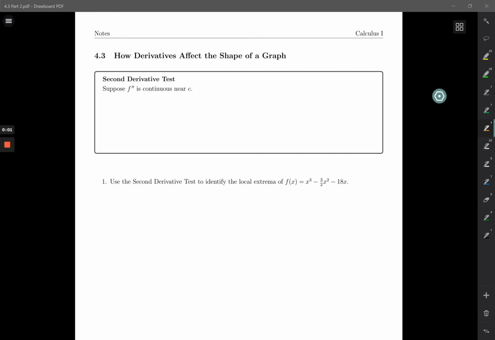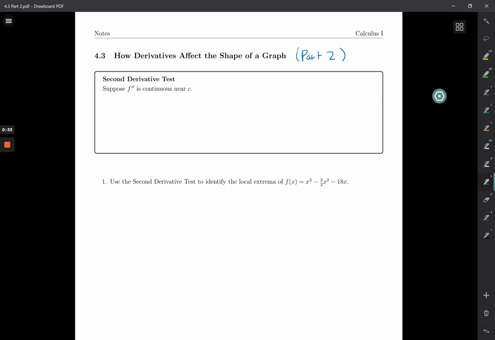Okay, so we are still on section 4.3. There's a couple more things that we should cover. First of all, we have the second derivative test. So this is 4.3, part 2. We had the first derivative test, and now we have the second derivative test.